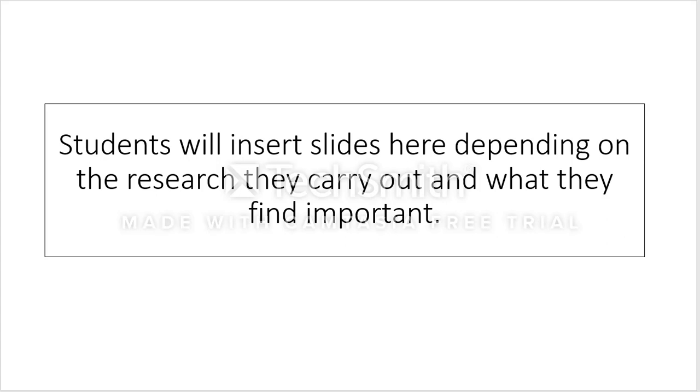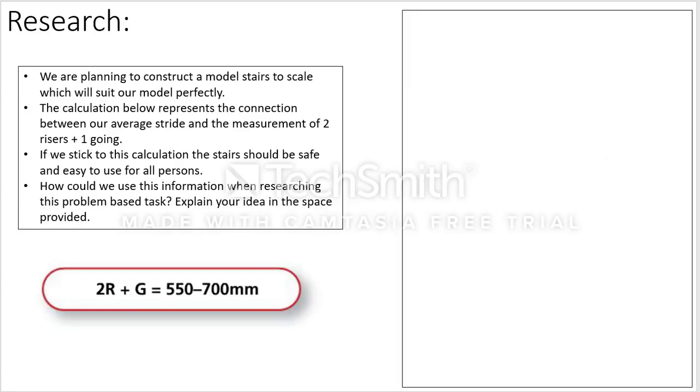What that means is we should be dropping hints and pushing students towards the right type of experiments, or using class discussion, trying to get students to realize what's important. So for a calculation, we need to know risers and goings, okay? But we know that the 550 and the 700, that's an average stride. Could we just use that average stride, or will we experiment, and where would we get an average stride from? How do you get an average?